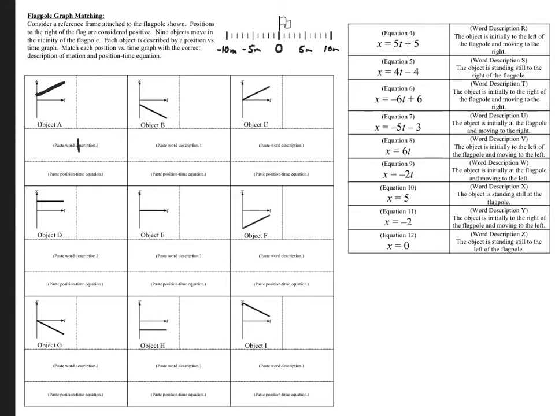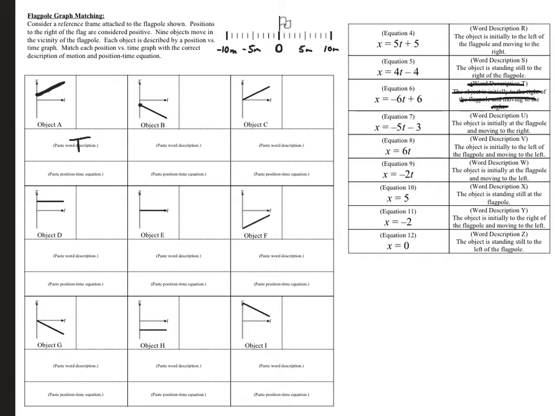So I'll put T there for the word description, and I'll mark that out as being used. What about B? It starts negative, so that means it starts somewhere over here in the negative region. So it starts to the left. And let's look at this graph. It is sloped downward, so it moves in a negative direction, which for us is to the left. So it starts left, and it also moves left.